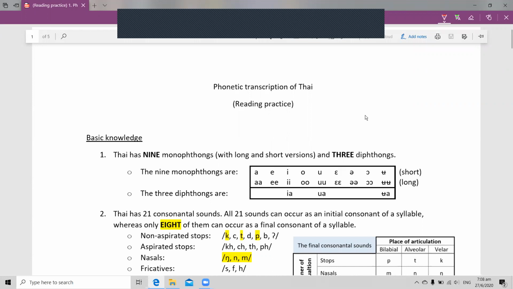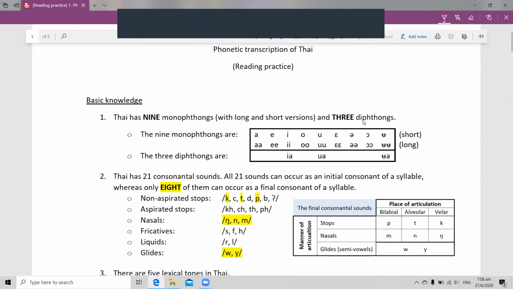In this video we will be doing some reading practice. Okay, so let's go over some basic knowledge that we should have before we can start to read the transcriptions. The first one is about the vowels. Thai has 9 monophthongs, and each monophthong has a long and short version, and 3 diphthongs.